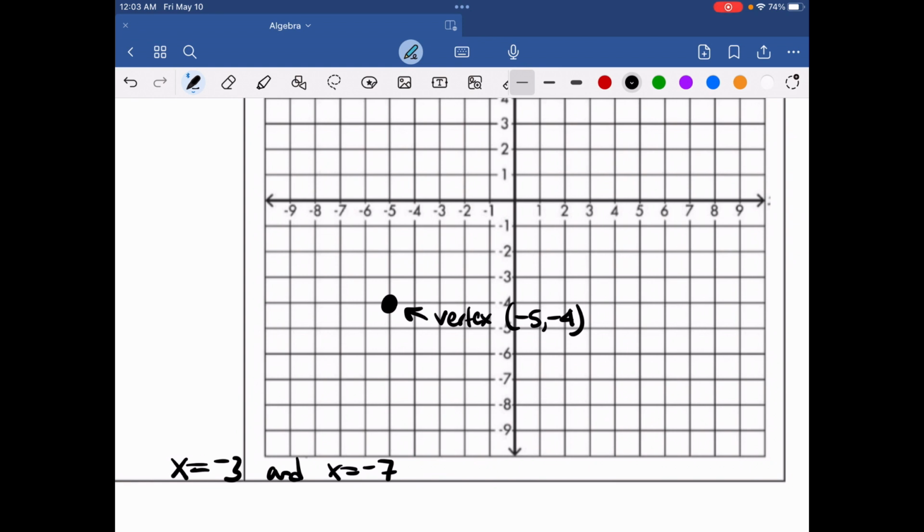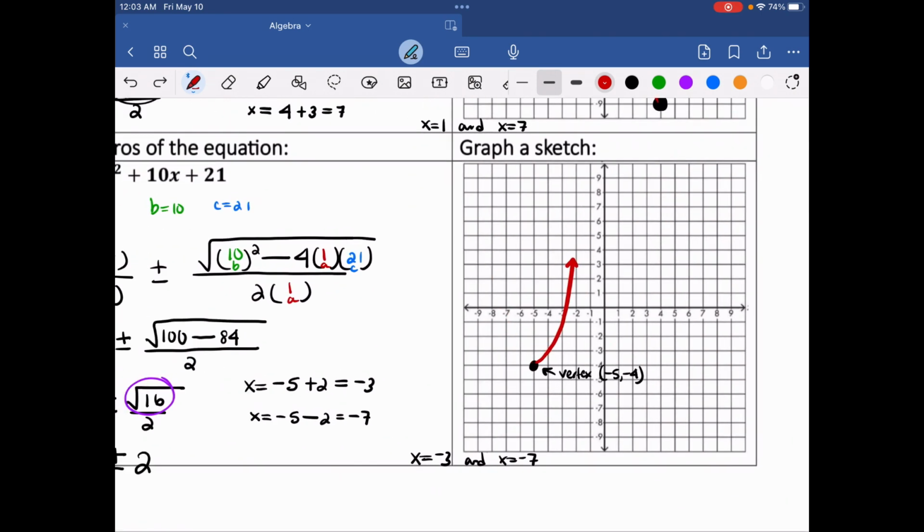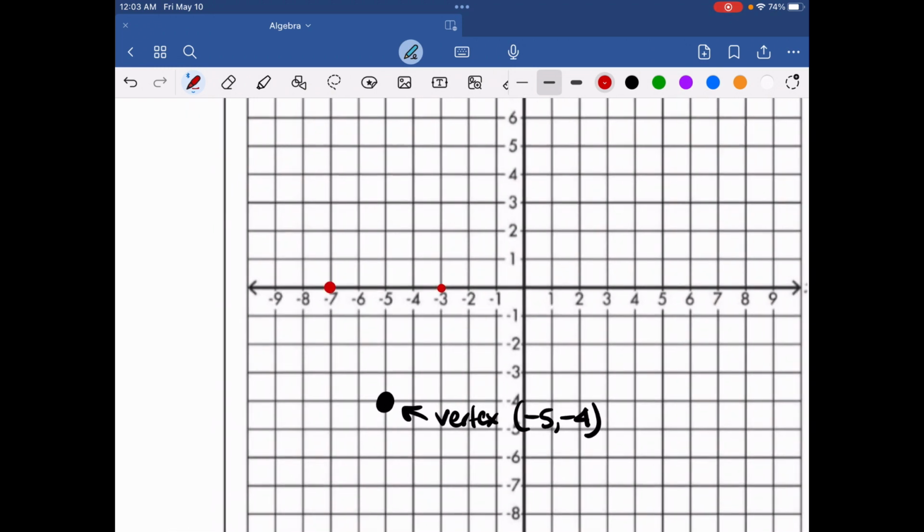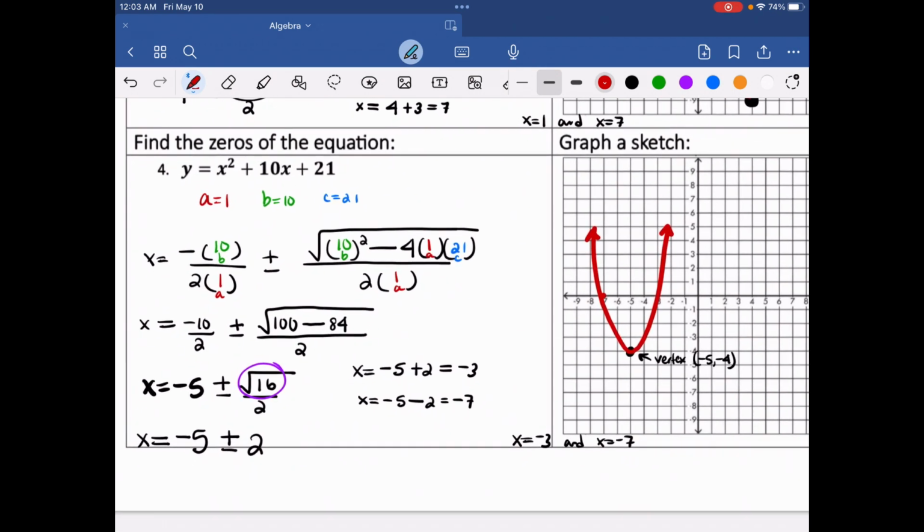So from here, I would go to negative 3. So I would be coming this way. It would go up that way and to negative 7. Okay, try to make it cross through those. It should cross through negative 3 and negative 7. So again, it curves, right? It curves and it curves. Doing as best you can.